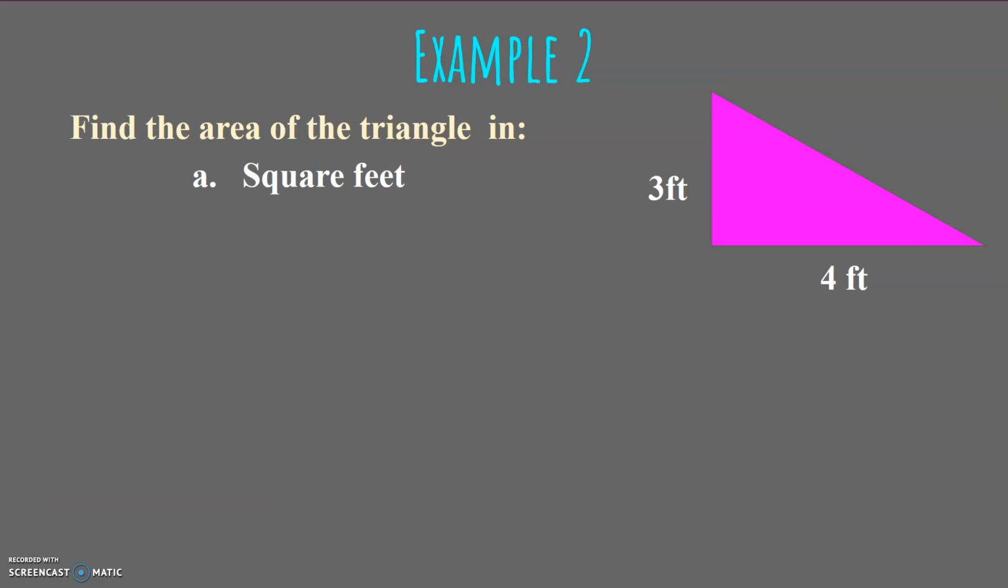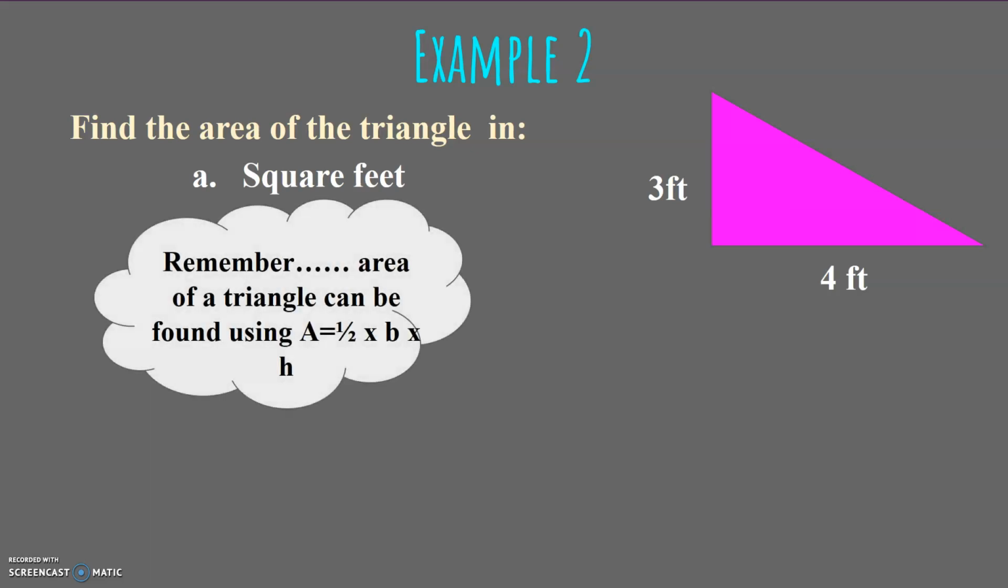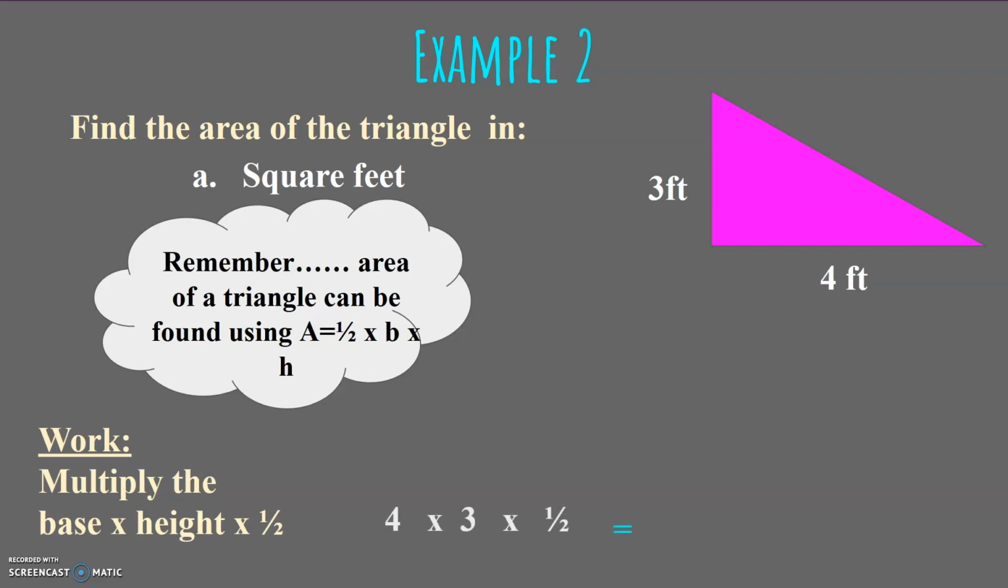Example 2. Find the area of the triangle in square feet. Side lengths are given in feet. Awesome. So, area of a triangle, we know that the formula for that is 1/2 times base times height. The h is a little bit down on the bottom there, but you know what it means. 1/2 base times height. So our base is 4, our height is 3, times 1/2. 4 times 3 is 12, times 1/2 is 6. So our area is 6 square feet, or 6 feet squared.